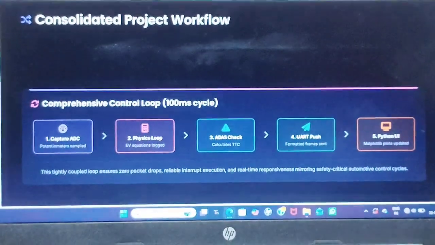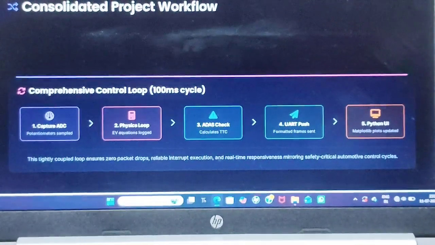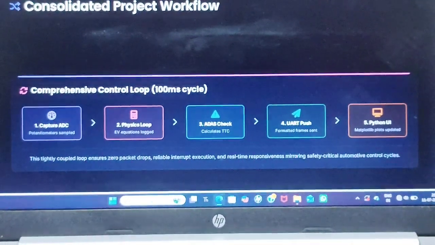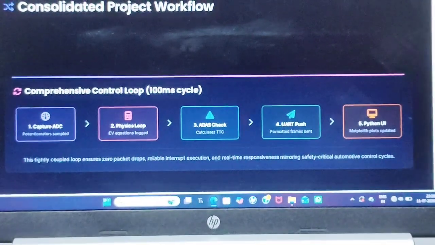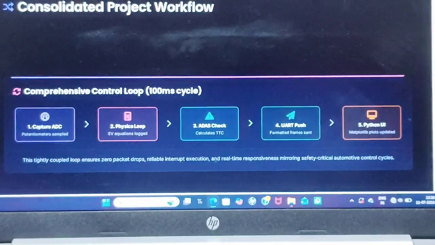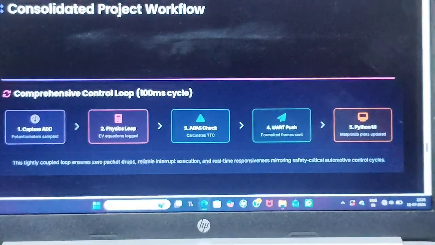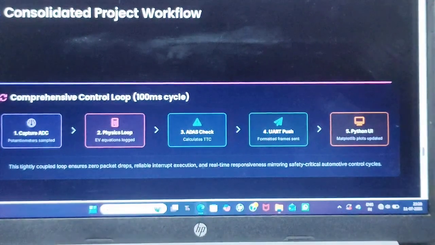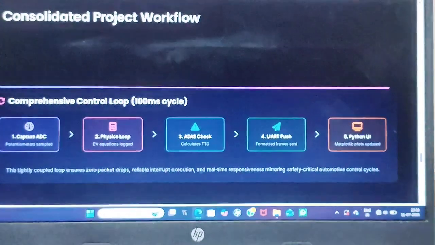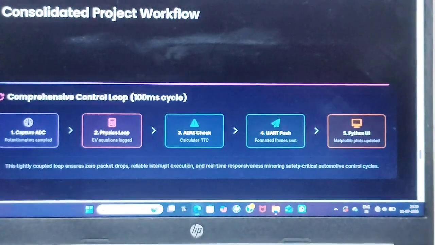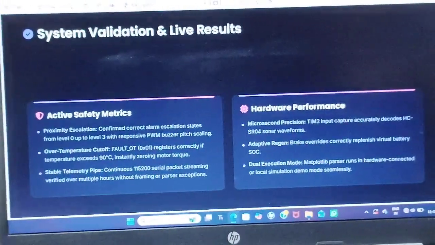Consolidated project workflow: a comprehensive control loop with a 100 ms cycle. First one is capture ADC, the potentiometers sampled. Second one is the physics loop, EV equations solved. Third one is the ADAS check, calculating TTC. Fourth one is UART push, formatted frames sent. And the last one is the Python UI, which plots it all.